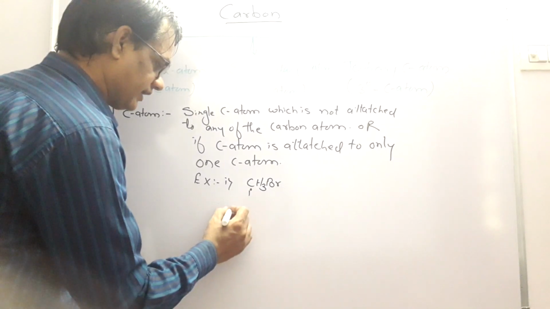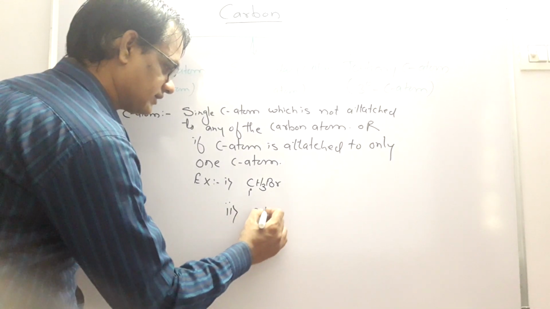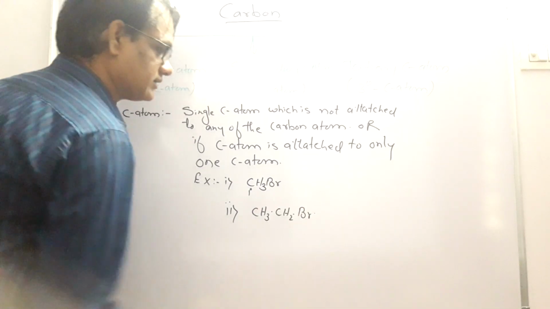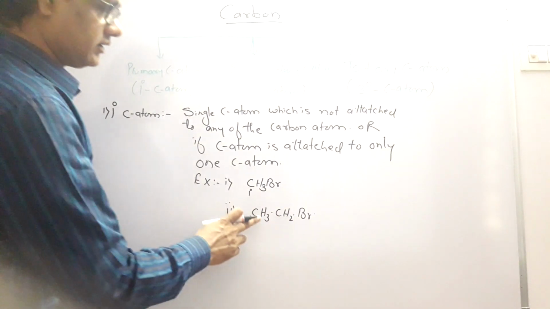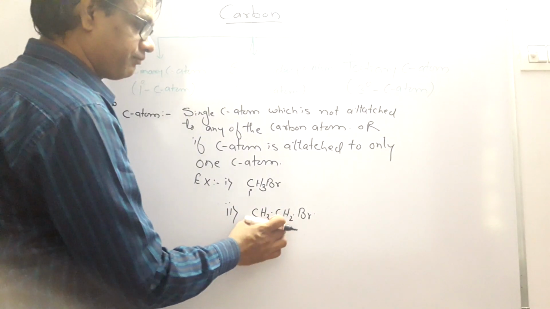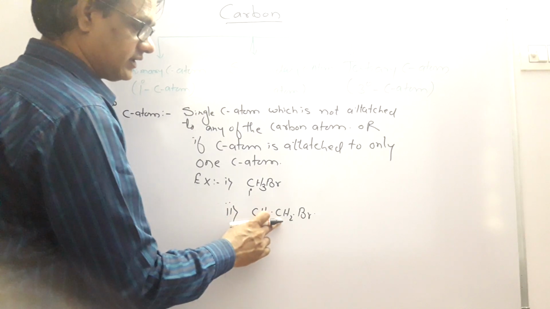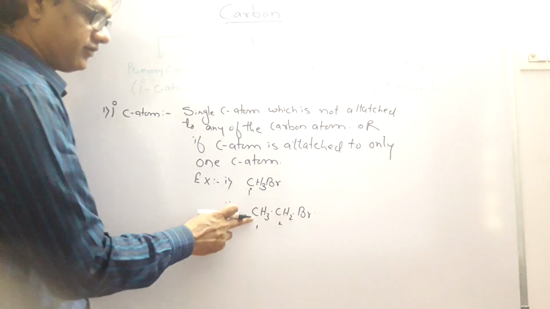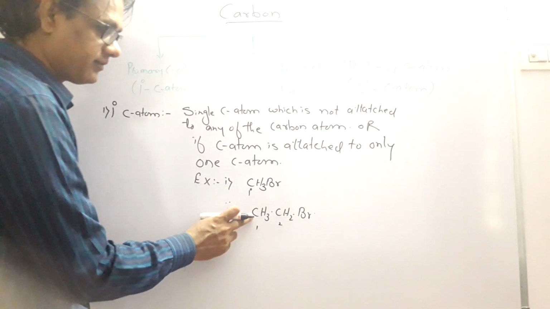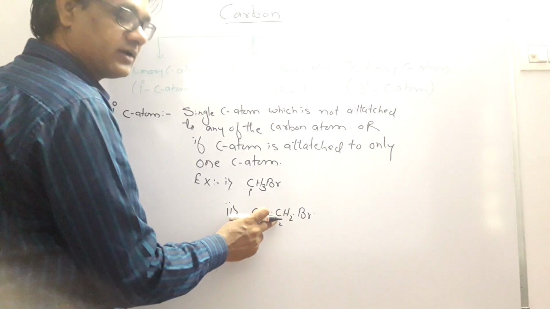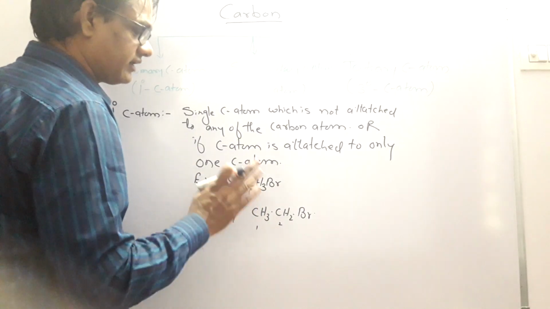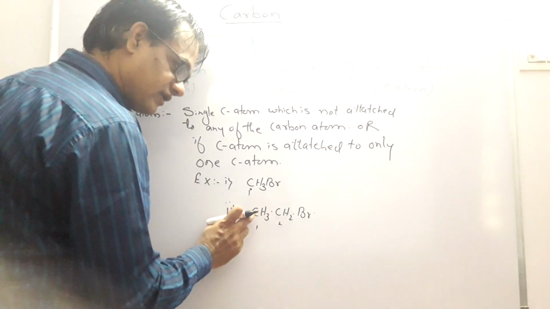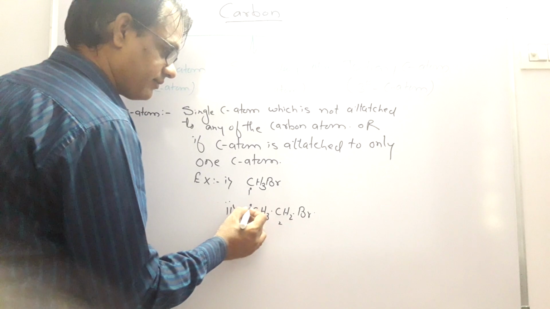Secondly, if we take the second example, that is CH3CH2Br. This is ethyl bromide. So here there are 2 carbon atoms. One is CH3, another one is CH2. So this is the first carbon, this is the second carbon. If you see this first carbon atom, it is directly attached to the second carbon atom. So therefore this first carbon atom will be called a primary carbon atom.